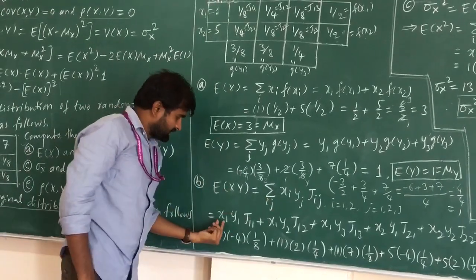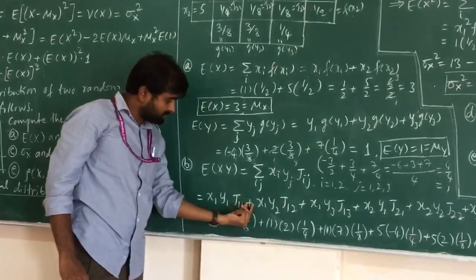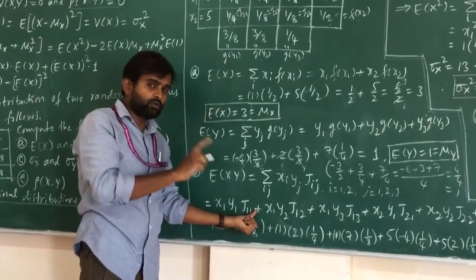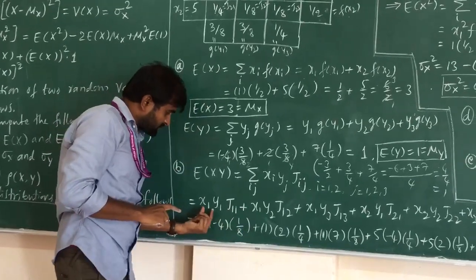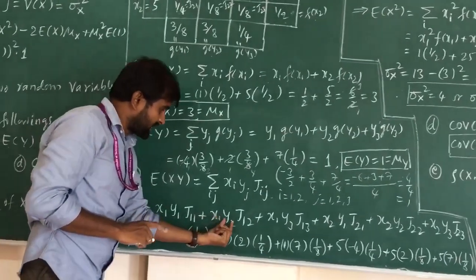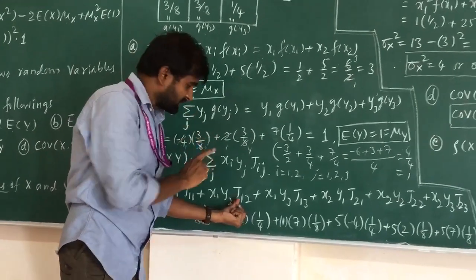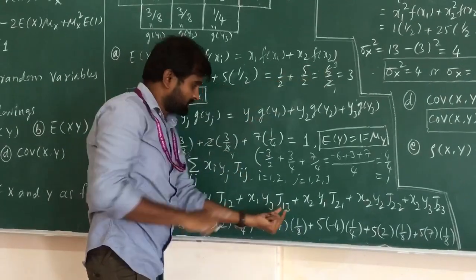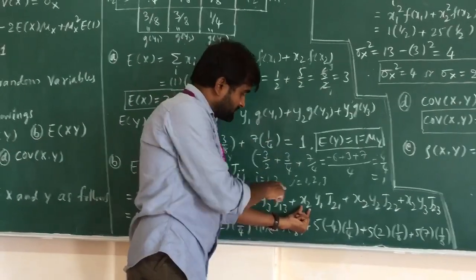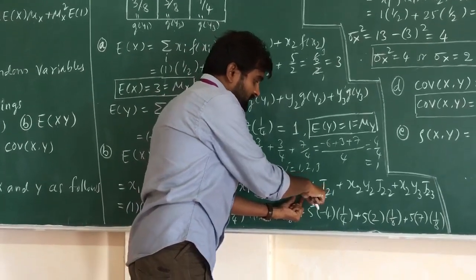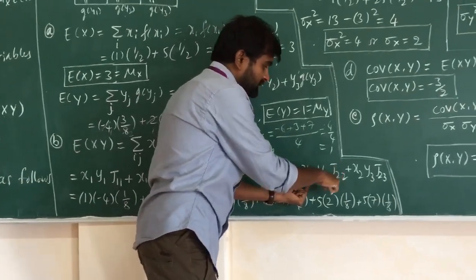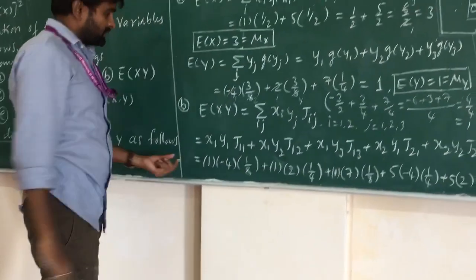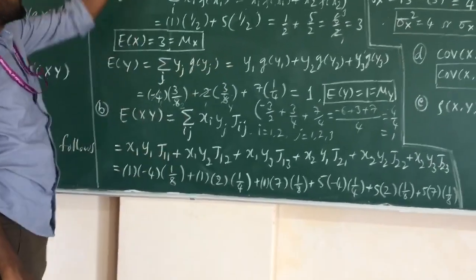So that value: fix i, take i equal to 1 with j from 1 to 3, then i equal to 2 with j from 1 to 3. Like this: x1 y1 f11 plus x1 y2 f12 plus x1 y3 f13. So that is one row. Then i equal to 2: x2 y1 f21 plus x2 y2 f22 plus x2 y3 f23. Right?